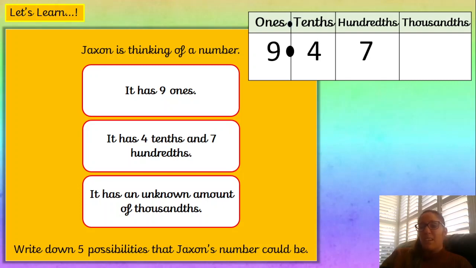Now, this number that you include for your thousandths can be any number from 0 to 9. Okay, it could be 9.471. It could be 9.475. It could be 9.479. Okay, so any number from 0 to 9 would go into that box, and that would be a right answer.